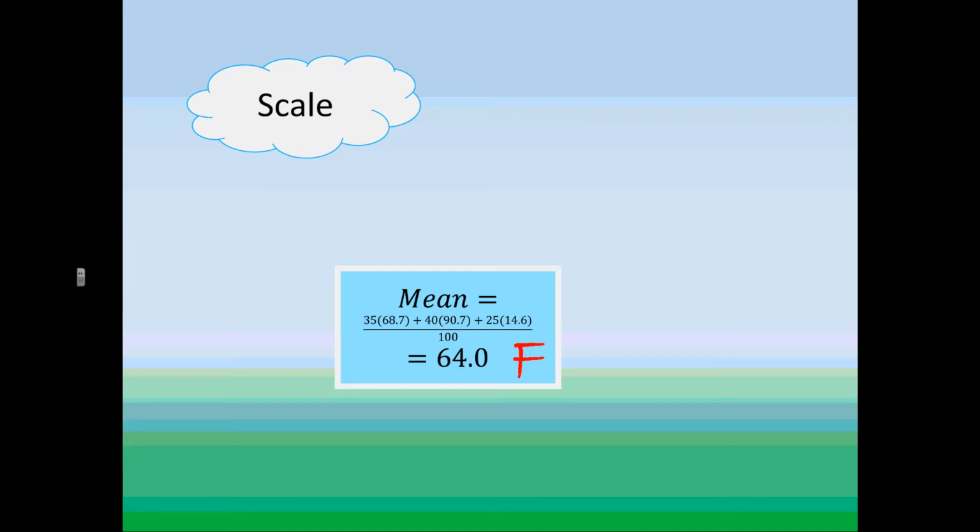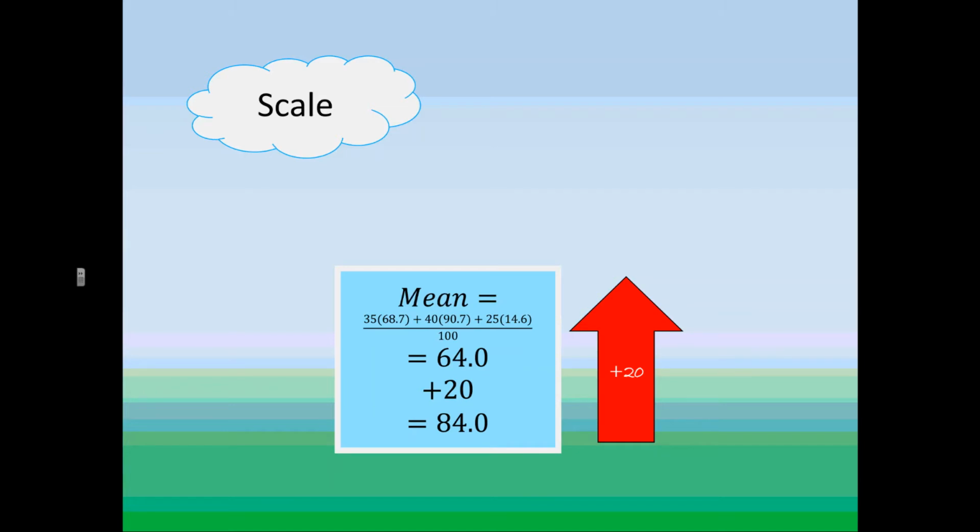Now, many of you may have noticed that if everyone does really poorly on a quiz, the teacher tends to bump everyone's grade up 20 points. That's called a scale. When everyone's grade goes up by a certain number of points, that is the scale. They are scaling everything up. So, in this case, your 64 plus 20, you now get a B. It's very rare that this happens for your total grade, like your grade on your report card, but sometimes it does happen for a short quiz or a test.